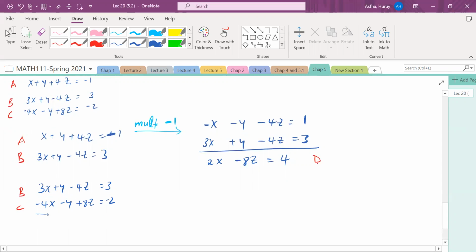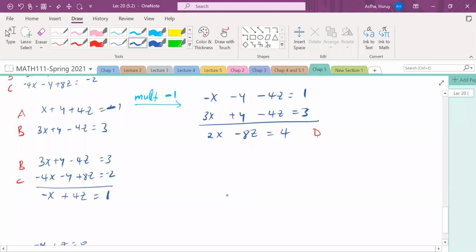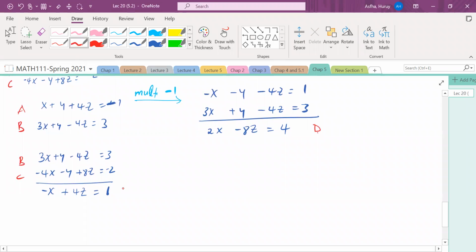Therefore, I will just add this, and we get -x. This is 0, and this is plus 4z equals +1. Okay. And what do we get? So here we have, again, let's rename this one. This is equation E. Now, if I write equations D and E together, what do we get? Equation D is 2x minus 8z equals 4. And this E is -x plus 4z equals 1.